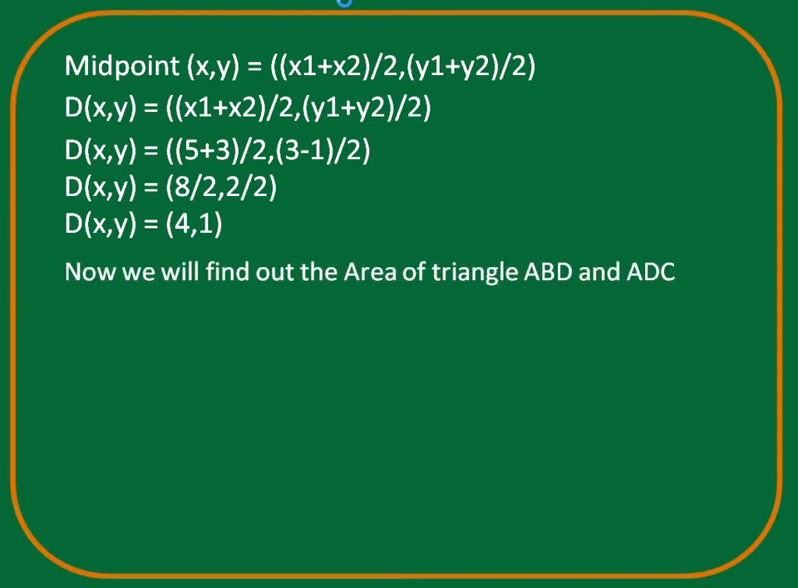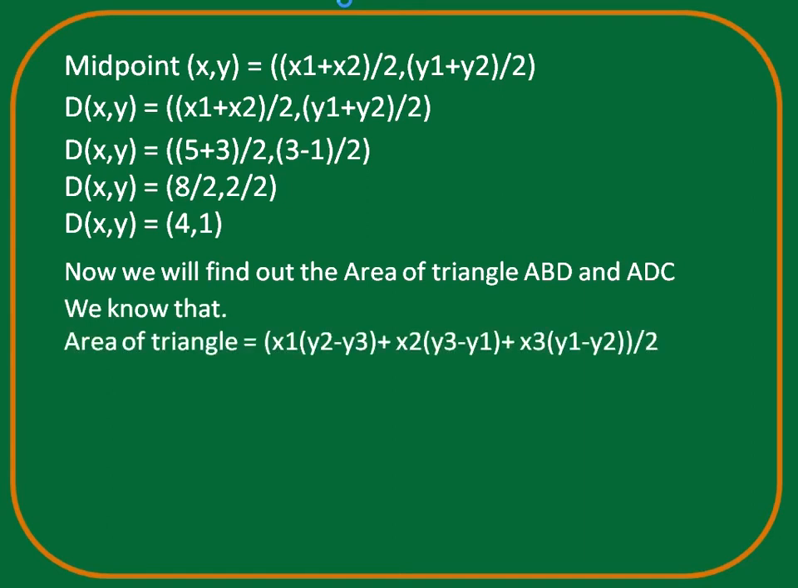Now we will find the area of triangles ABD and ADC. You must have learnt this formula in coordinate geometry. I am writing the same formula over here: x1 multiplied by (y2 minus y3) plus x2 multiplied by (y3 minus y1) plus x3 multiplied by (y1 minus y2), and half of the whole expression is the area of the triangle.